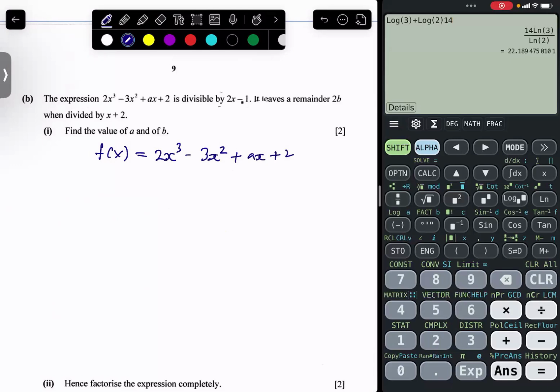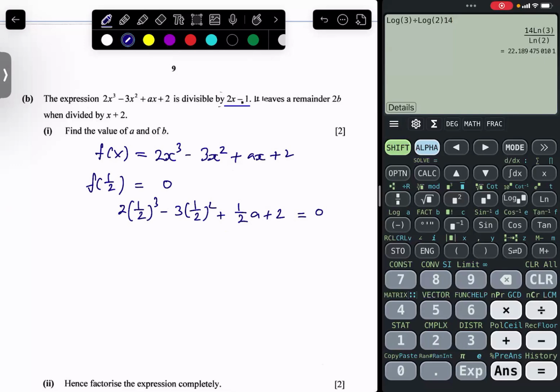Now, when it's divisible by 2x minus 1, it means that when I take f of half, the remainder is equal to 0. There's no remainder because it's divisible. So now if I substitute half into it, I will have 2 times half cubed minus 3 times half squared plus half a plus 2 equals 0.